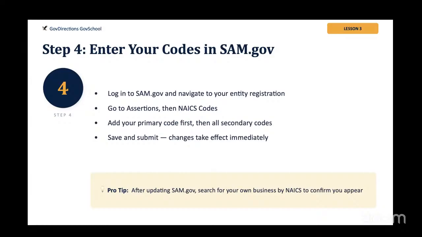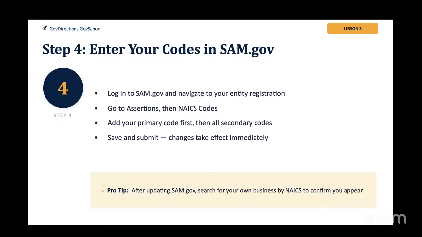If you're not familiar with assertions, once you log in, you click on your company name, and it'll open up a new view. On the left-hand side, it'll show you your representations and certifications, and also the assertions you have made. You want to make sure those are accurate. Add your primary code first as you go through and review it, then all your secondary codes. Make sure that primary is there first. Once you save and submit it, it takes effect immediately, so you're able to bid right away.